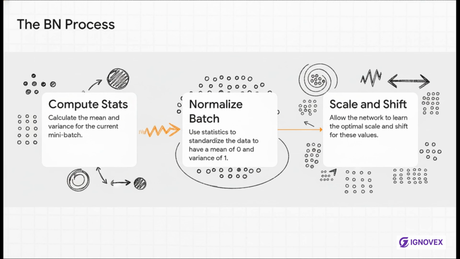But here's the really clever part. Step 3. To make sure we're not crippling the network, it adds 2 little knobs the network can learn to turn. One to scale the data back up or down, and another to shift it. This gives control back to the network, so it can find the best possible data distribution, but it's always starting from that clean, stable, normalized place.